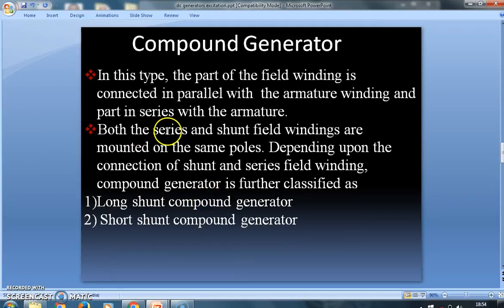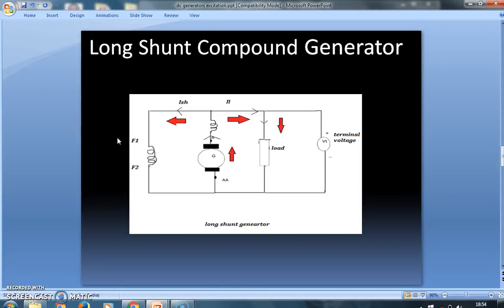Coming to the compound generator, the third one, in this type part of the field winding is connected in parallel with the armature winding and part in series with the armature. Both the series and shunt field windings are mounted on the same poles. Depending upon the connection of the shunt and series field windings, the compound generator is further classified as the long shunt compound generator and the short shunt compound generator.